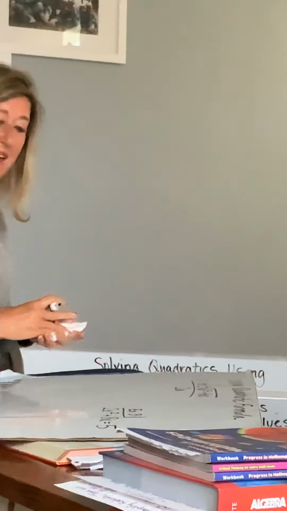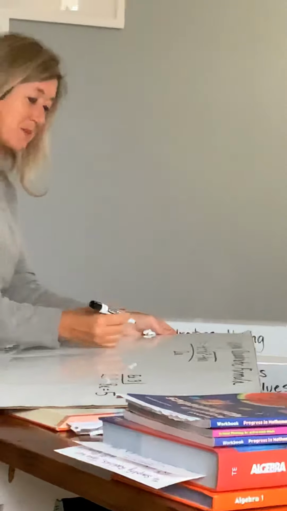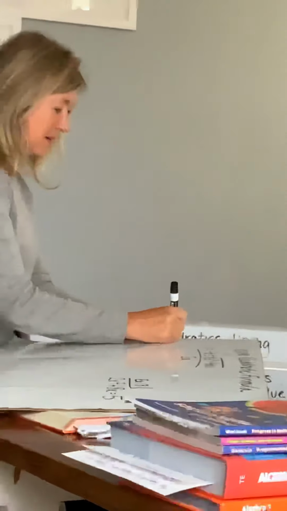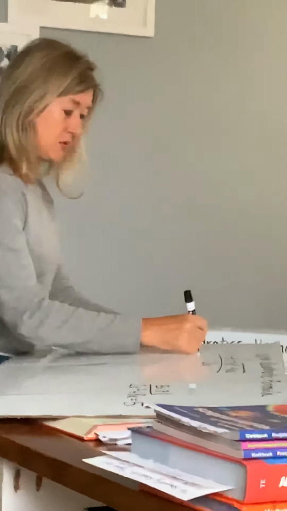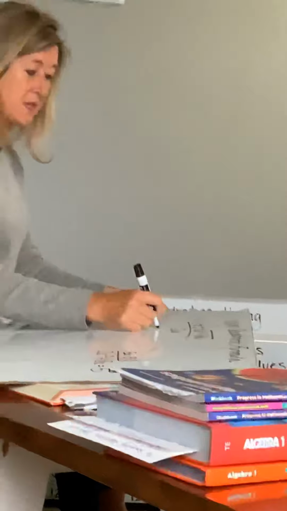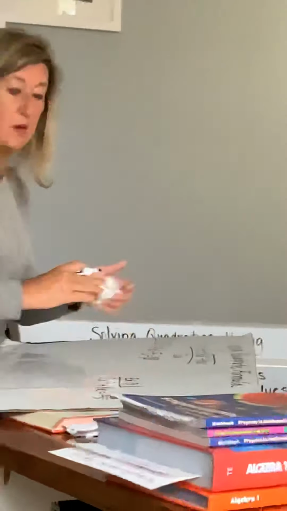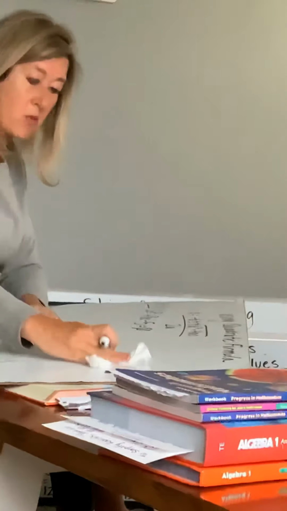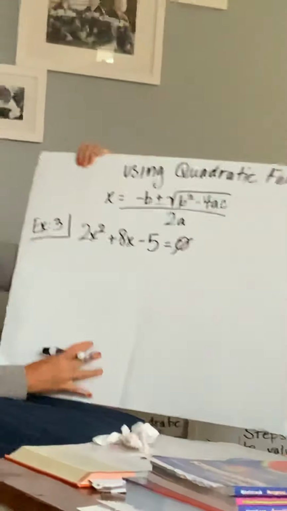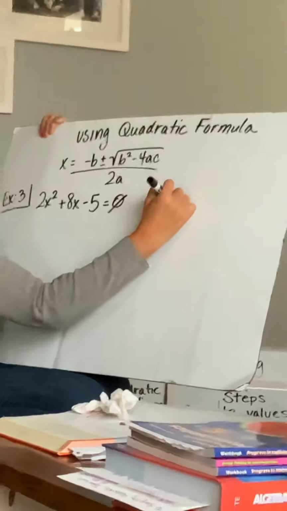All right, so example 3, 2x squared plus 8x equals 5. We're going to subtract 5. So then we get 2x squared plus 8x minus 5 equals 0. So I rewrote it, and now we're going to start. All right, so let's find our discriminant. B squared minus 4ac.